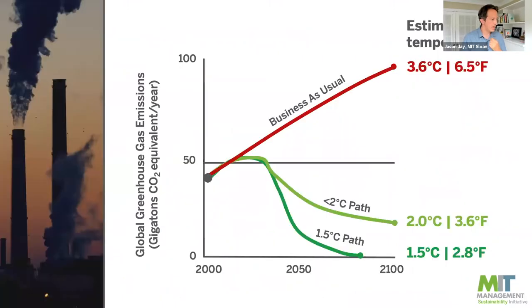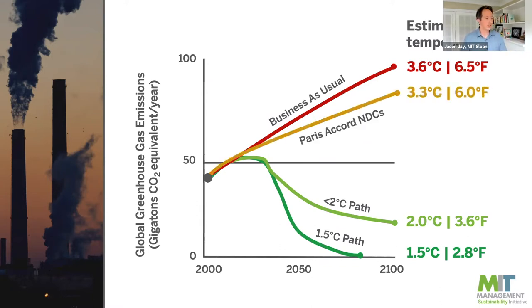In order to do that, we have to create dramatic reductions in our emissions. A 3.6 degree business as usual involves continued increase in emissions globally, whereas a 2 degree or 1.5 degree path involves significant reductions in emissions, decarbonization of the global economy. The Paris Accord set out this broad target, but the nationally determined contributions, the commitments that countries have made under Paris, only add up to enough reductions to get us to 3.3 degrees. So we've got to go a lot farther.